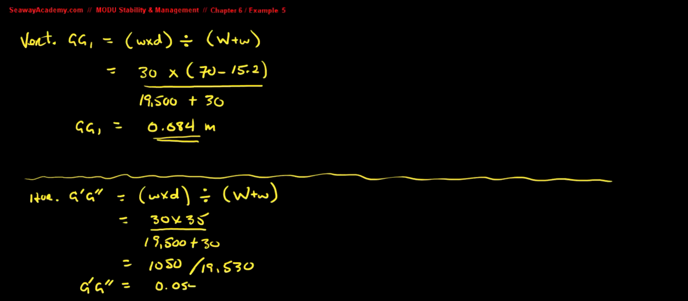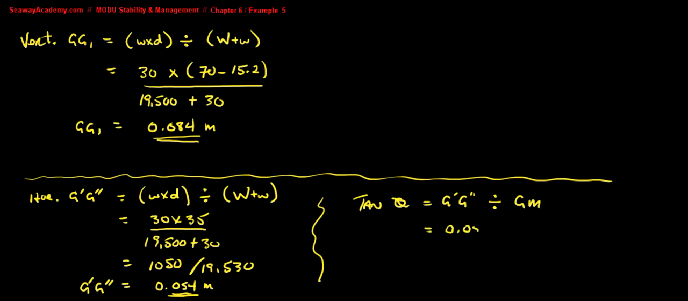So the question is asking you to calculate the angle of inclination. So you do that with the tangent formula. The formula here is your tangent of the angle equals your horizontal shift, which is G1G2, divided by your GM. So we've calculated our horizontal shift to be 0.054 meters, but they don't tell us what the GM is because it has changed.